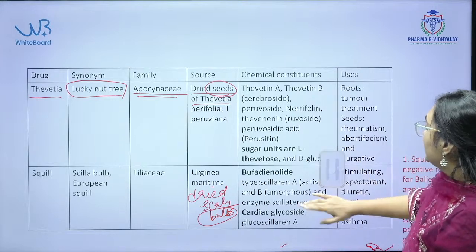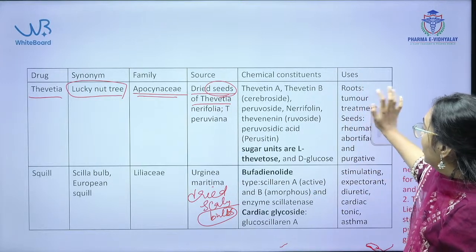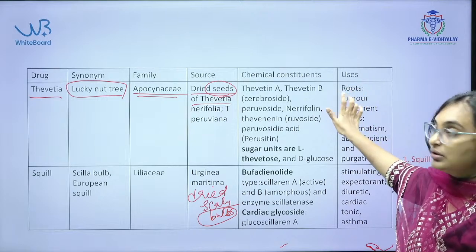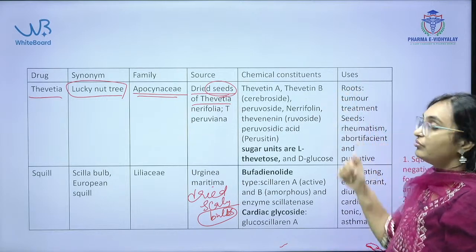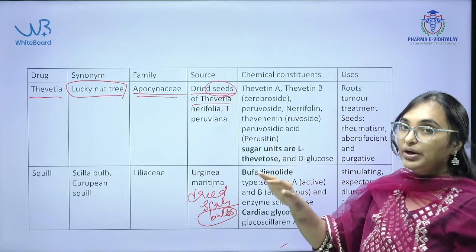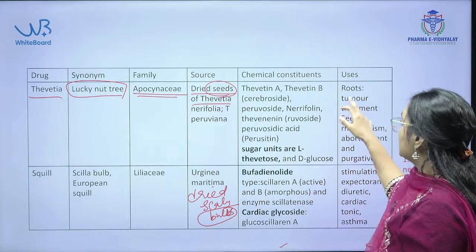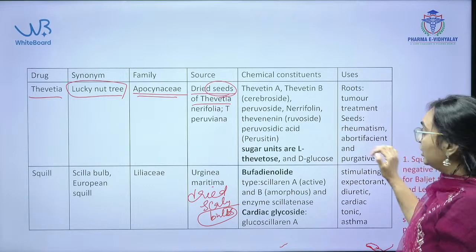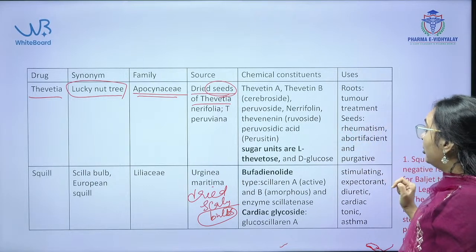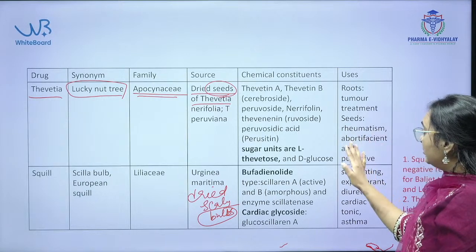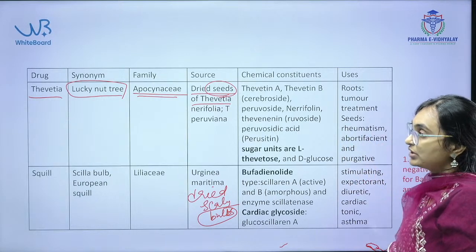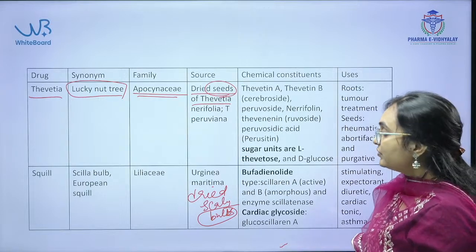You see the uses here. Uses are something peculiar. The drug from the roots is used for tumor treatment; roots are applied over the tumors. And seeds are used for abortifacient, purgative action, and rheumatism. This is about Thevetia.